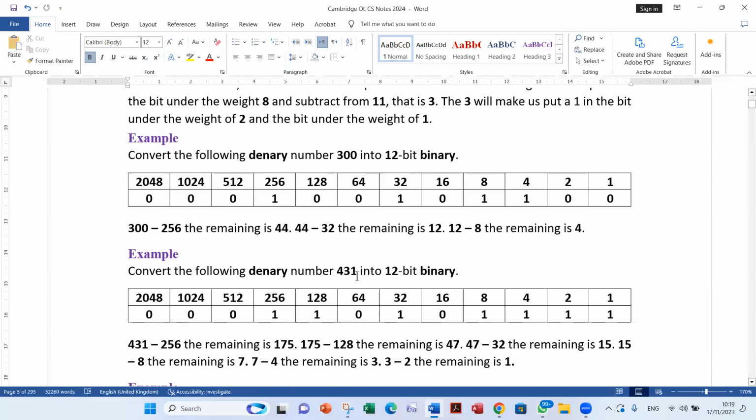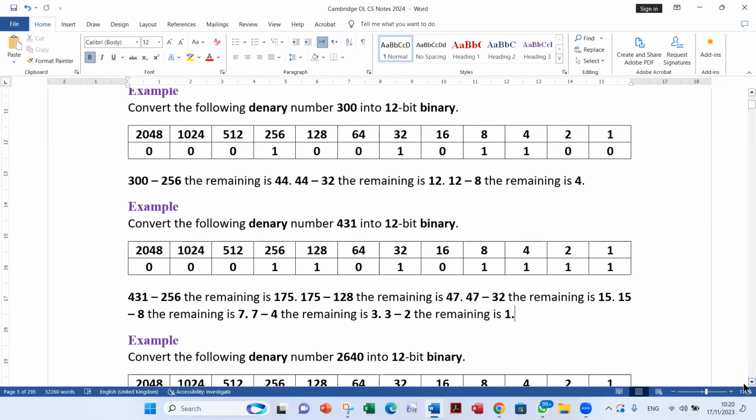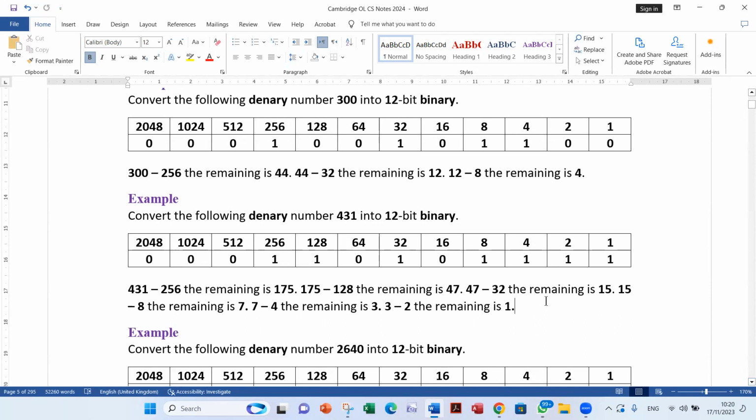Okay, let us move on. Another example, 2640. I think this is the last example I have. So difficulty only depends on the value of the number. 2640 must be represented in 12 bits. Go ahead.